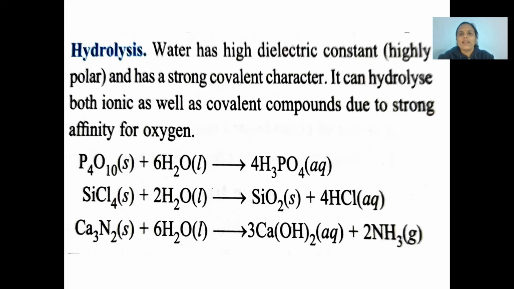Hydrolysis. Water has a high dielectric constant. It is highly polar in nature and has a strong covalent character. It can hydrolyze both ionic as well as covalent compounds due to strong affinity for hydrogen. P4O10 + 6H2O gives 4H3PO4. SiCl4 + 2H2O gives SiO2 + 4HCl. Ca3N2 + 6H2O gives 3Ca(OH)2 + 2NH3.